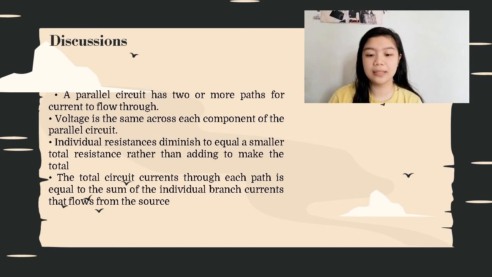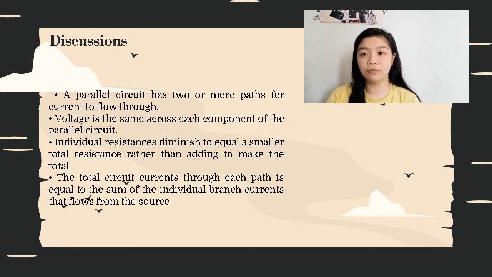A parallel circuit has two or more paths for current to flow through. Voltage is the same across each component of the parallel circuit. Individual resistances diminish to equal a smaller total resistance rather than adding to make the total. The total circuit current is equal to the sum of the individual branch currents that flow from the source.